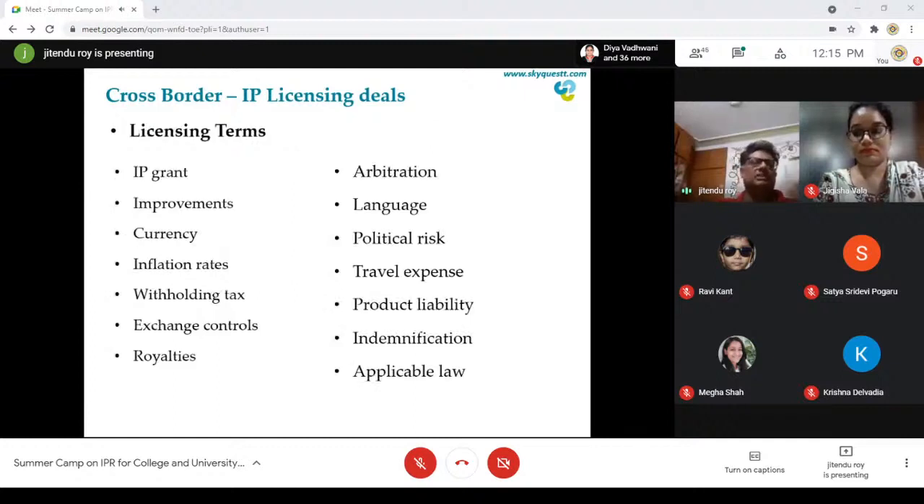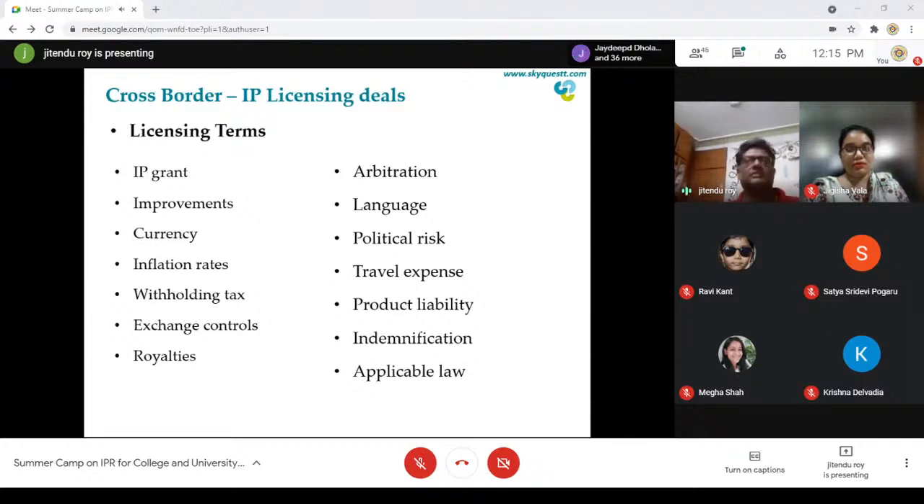I have mentioned this in bits and pieces. These are the various terms, while you draft a license, the different angles you look into: royalties, which I mentioned, the taxation, the currency in which the deals will happen. If it is cross border, will it be Indian rupee or will the dealing be in dollars, who takes that risk.